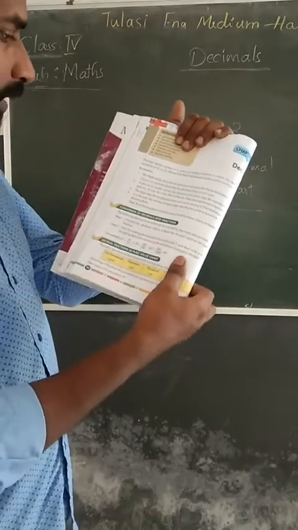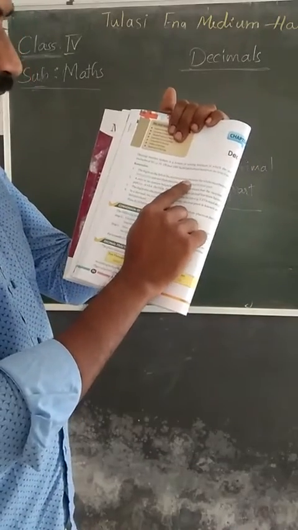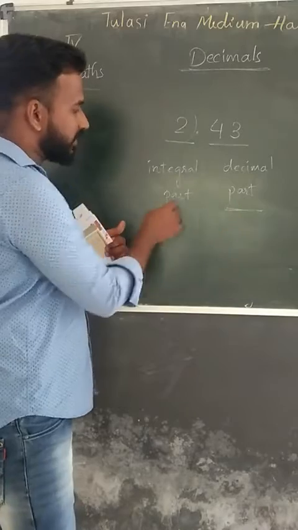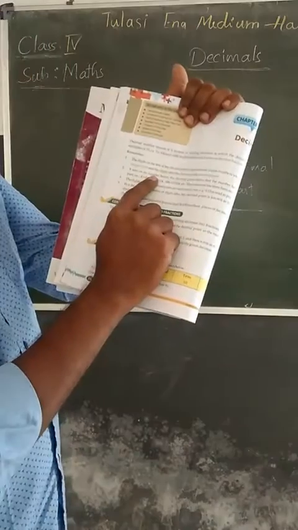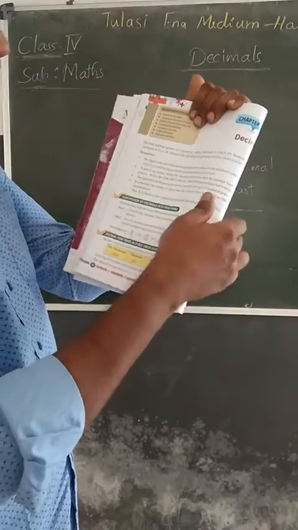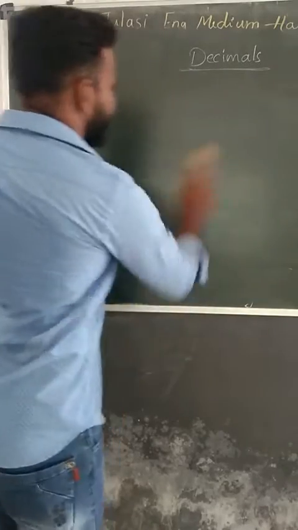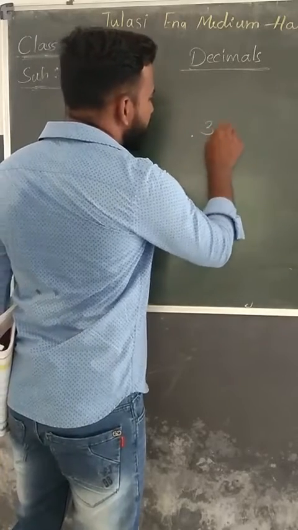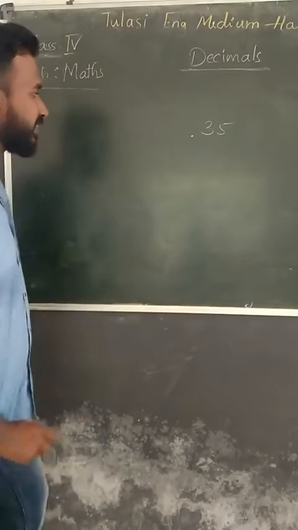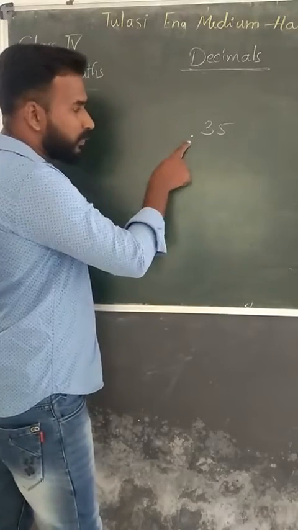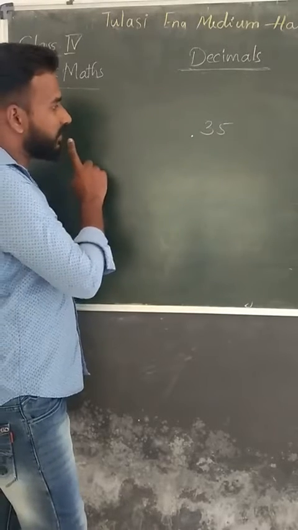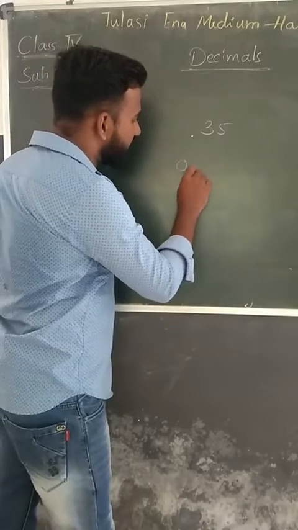You have to keep in mind some points. The digits on the left of the decimal point represent the integral part, and the right side the decimal part. This is one thing. And 0 or no number before the decimal point shows that the number has no integral part. For example, .35 in the sense, if there are no numbers in the integral part, you write 0 in the integral part.